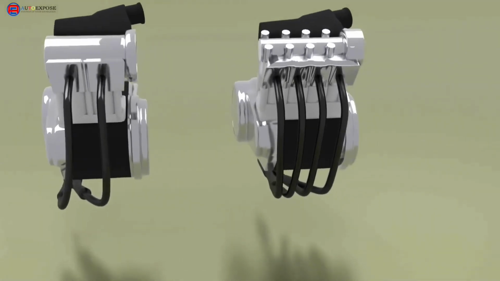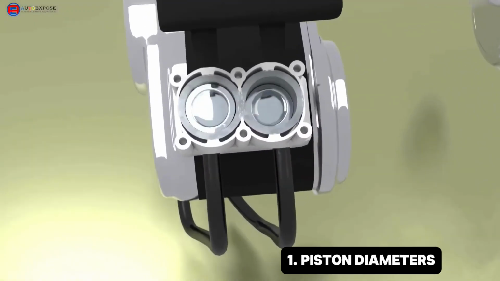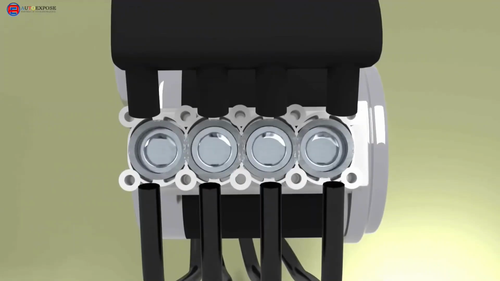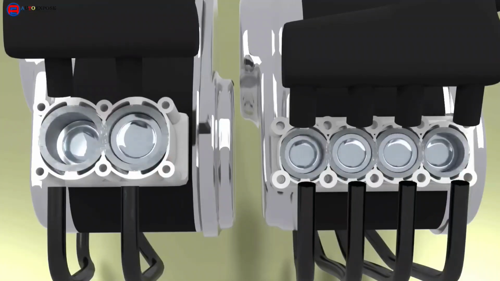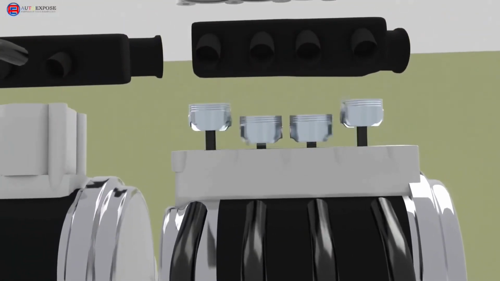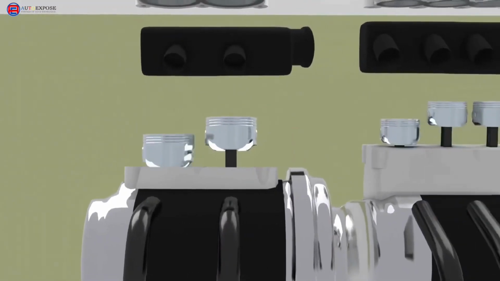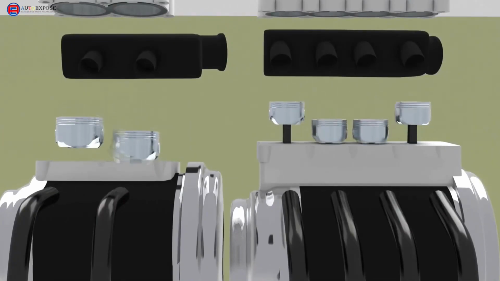The first difference can be seen from the piston diameter. An engine with few cylinders certainly has a larger volume per cylinder compared to an engine with many cylinders. So, automatically, the piston diameter for an engine with few cylinders is larger. Then, what is the effect of this difference in piston size? The smaller piston is lighter, so it is easier to reach high RPM when compared to a heavier piston. This makes the top speed on a four-cylinder engine higher when compared to a two-cylinder or one-cylinder engine.